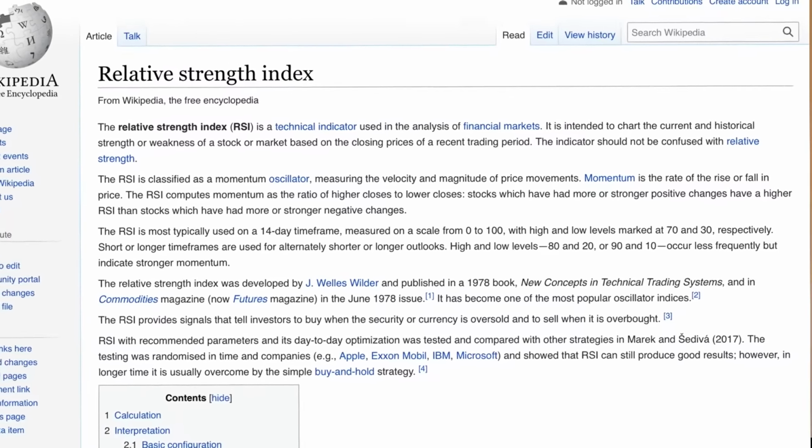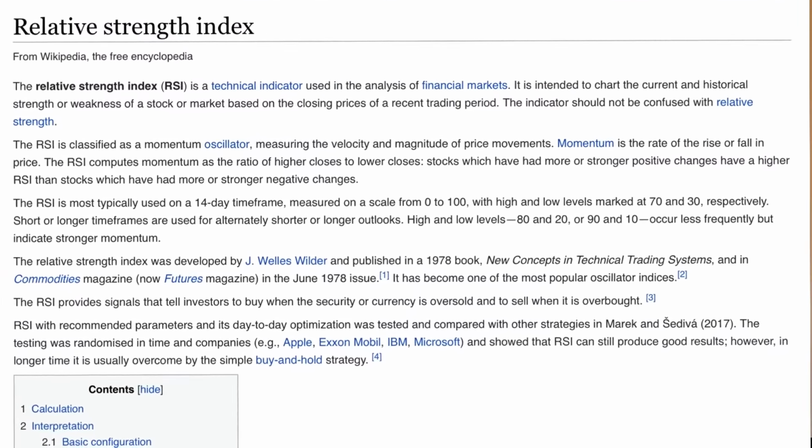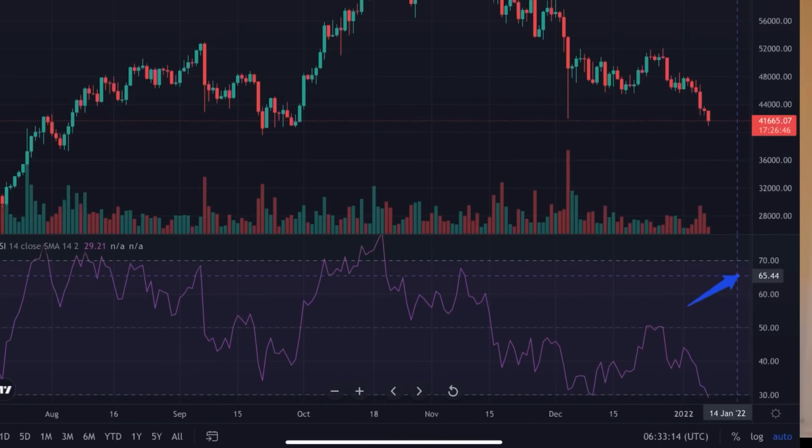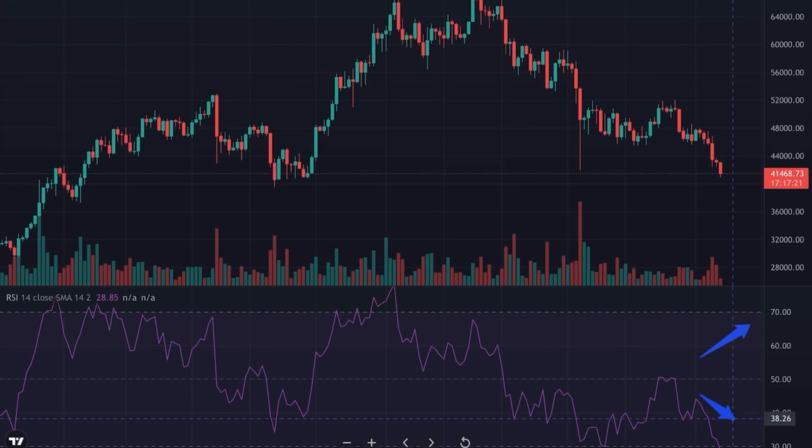Without further ado, number 1, let's get right into it. The RSI, short for Relative Strength Index indicator. The RSI is used to chart strengths and weaknesses in a stock, current or historical, based on a recent trading day period. In other words, in layman's terms, it's a scale from 0 to 100, with 70 being the high mark, 30 being the low mark. Anything under 50 indicates that the stock is losing more than it's gaining.